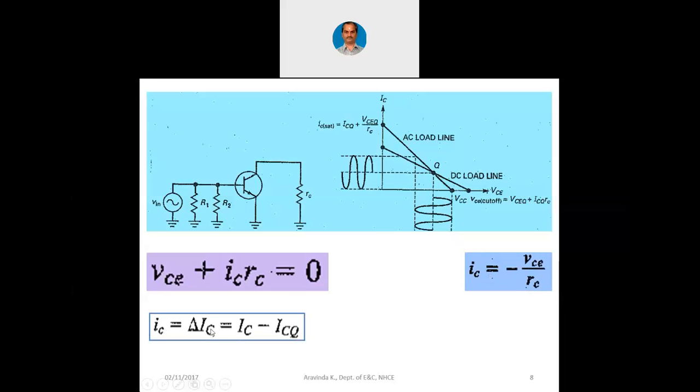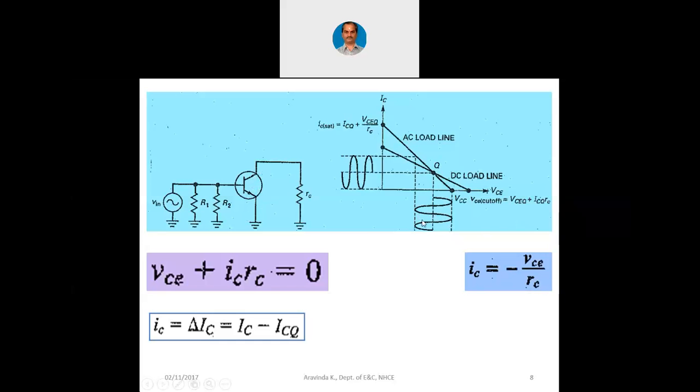Now IC is what? In the case of the AC load line, small IC is what? Delta of capital IC. What was that capital IC? Capital IC was the DC collector current. Now the small IC is nothing but the change in that DC collector current when the input signal is applied. Whenever an input signal is applied, the transistor will gradually move between cutoff and saturation. So there is a change in the quiescent current as well. Current will not remain the same.